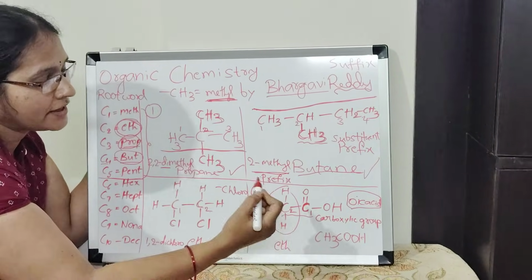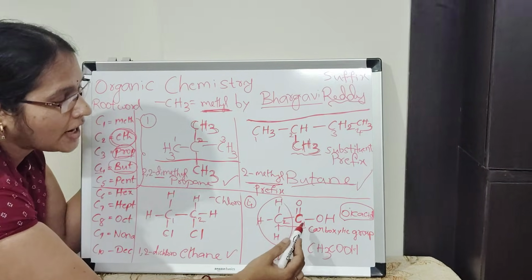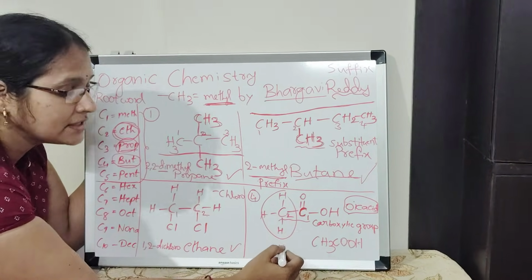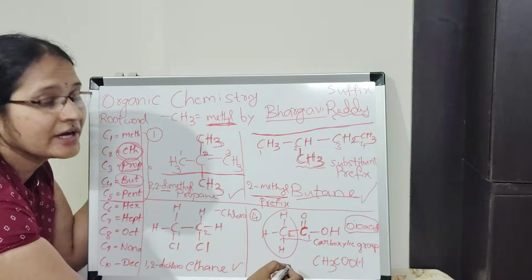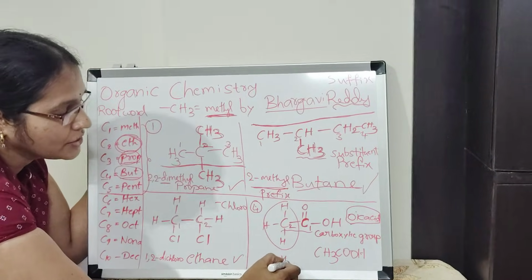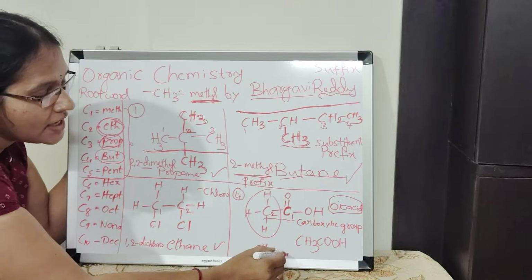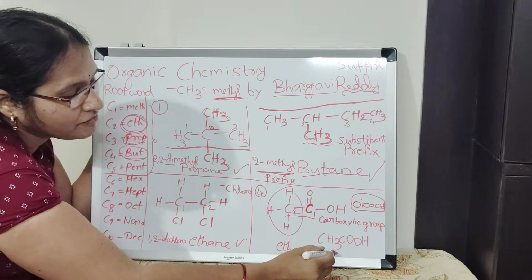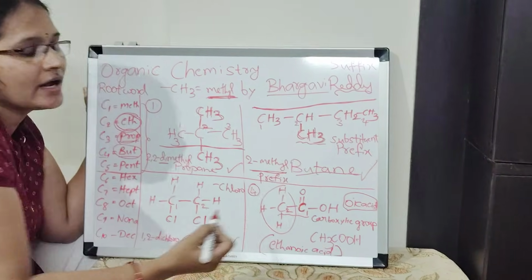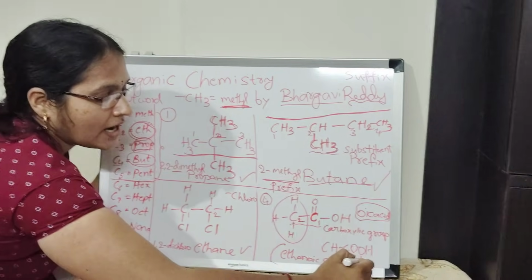Okay? So now let us complete this name. 2 carbons are there, so we use the word eth, and because of the carboxylic group, the name ends with the sound oic acid. So the name of this compound is ethanoic acid. What is the name of this compound, children? Ethanoic acid. I hope you all understood.